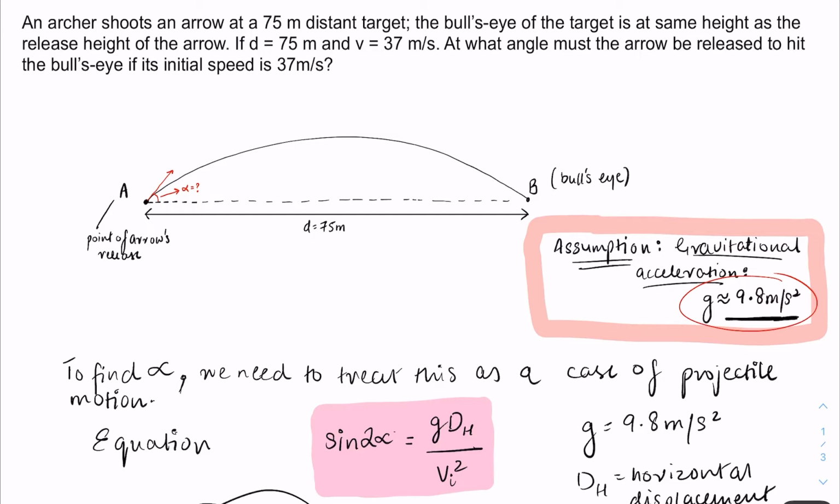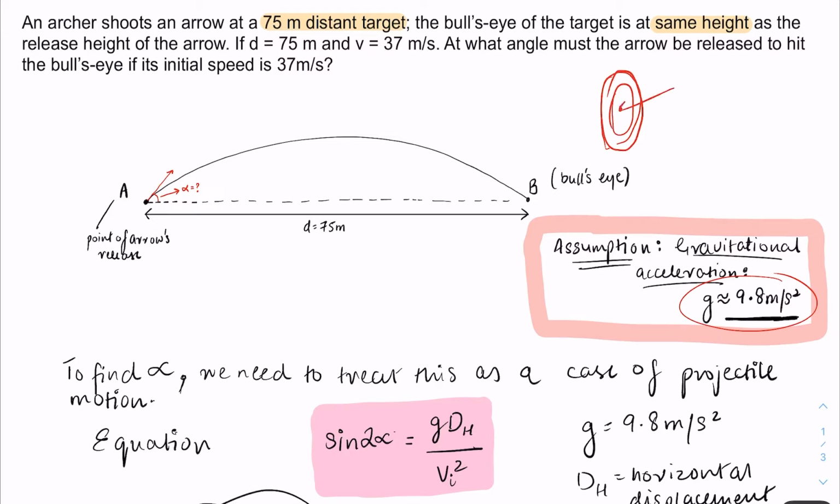So before we go on to solve the question, it's always a good idea to highlight or to understand the most important facts of the question. So we know that the arrow is being shot at a 75-meter target. The bullseye, the target, which is right in dead center. So like this is the bullseye. It's the center of the target.